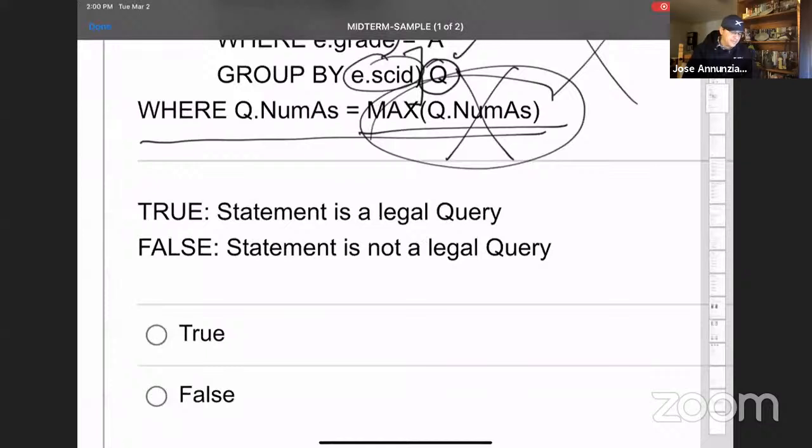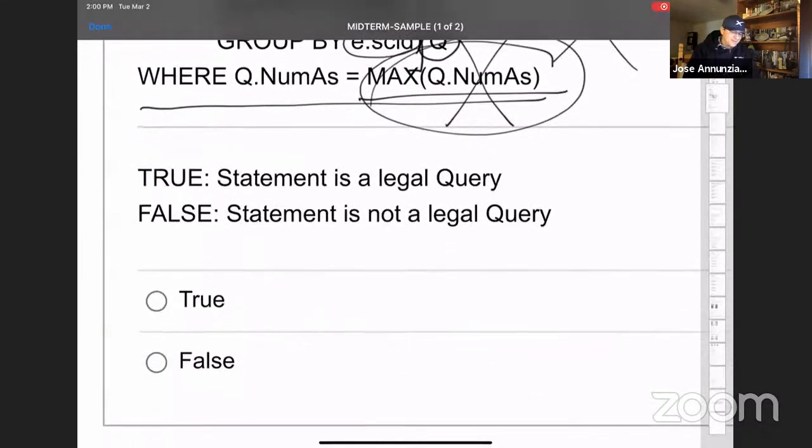Well, let's keep going. True or false? Is the statement legal? No, it's not legal. False.